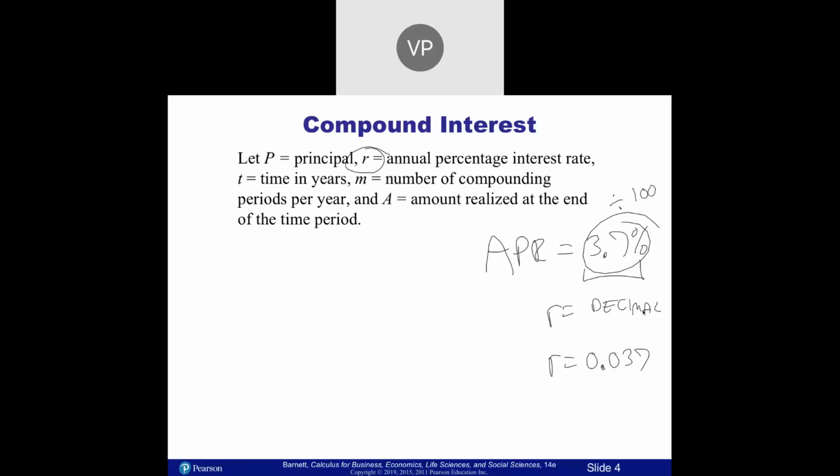Okay, and the reason we do that is because that's what we're going to use when we plug numbers into our calculator. We don't put percents in. We need to put in actual decimals, like in this case, instead of 3.7, we're saying 0.037. That's going to be the value that we use whenever we plug things in here.